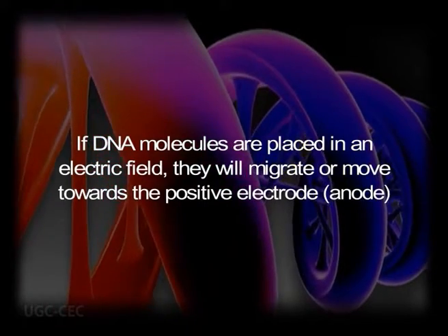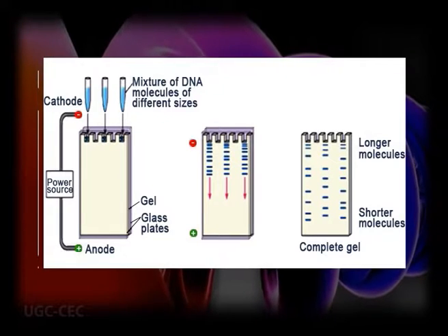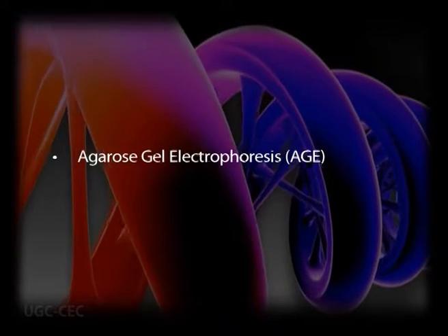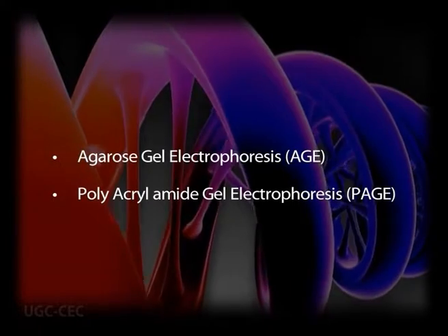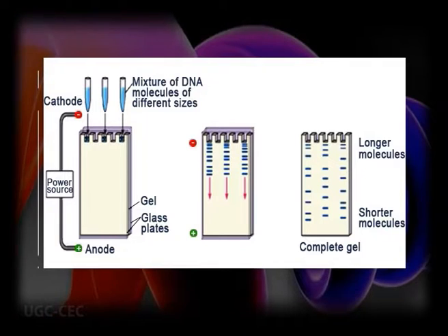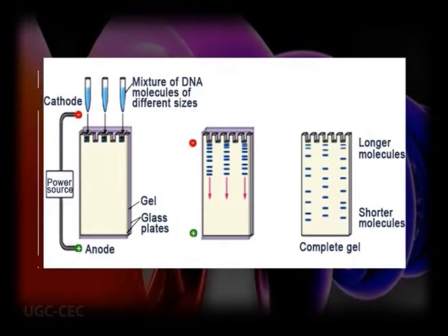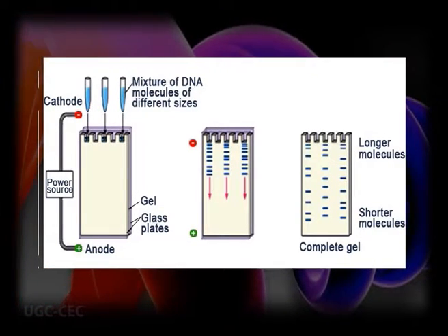positive electrode. In order to separate fragments of different sizes, the electrophoresis migration is performed through a gel as a support medium. Two gel systems are widely used in recombinant DNA technology: number 1, agarose gel electrophoresis, and number 2, polyacrylamide gel electrophoresis. During gel electrophoresis, smaller molecules migrate at higher speed than larger molecules. This helps in separation of DNA molecules according to their size.